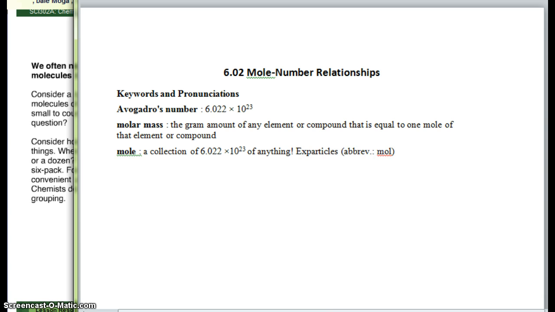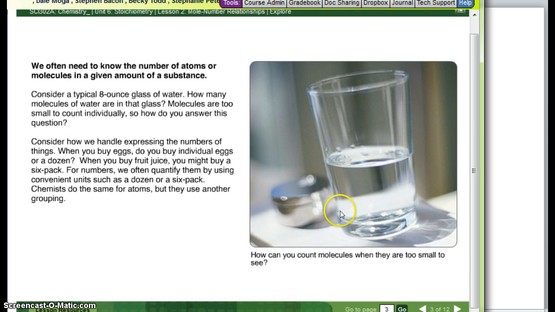So, example. Particles, atoms, Skittles. Okay, it doesn't matter. It's 6.022 times 10 to the 23rd of anything. And you abbreviate it as MOL. That's right, the E comes off. That's the whole difference. All right.